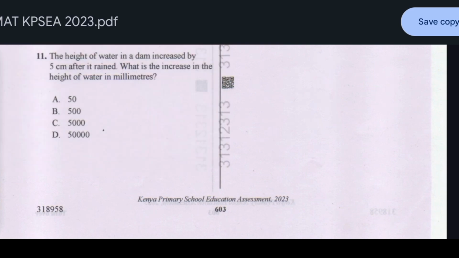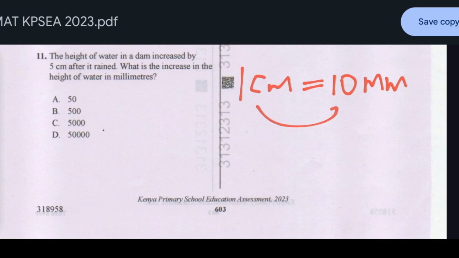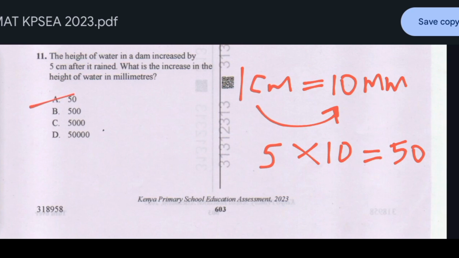The height of water in a dam increased by 5 centimeter after it rained. What is the increase in the height of water in millimeter? So you start with your conversion. You write 1 centimeter is equal to 10 millimeter. So we are changing from centimeter to millimeter. That means the number is increasing. We have to multiply it by 10. So we are changing the 5 centimeter. So 5 times 10 will be 50 millimeter. Therefore, the answer is A.